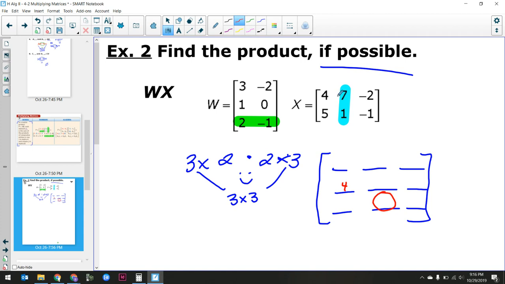2 times 7 is 14, and negative 1 times 1 is negative 1. 14 plus negative 1 is 13.